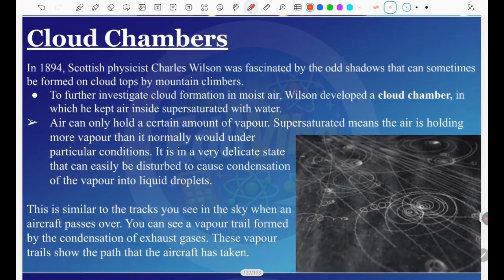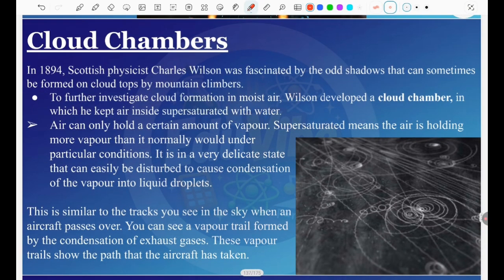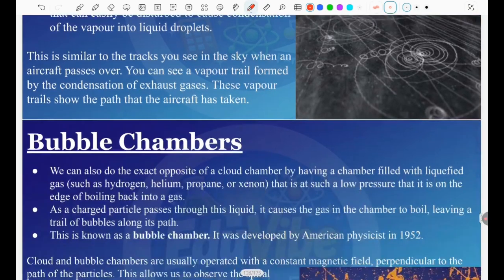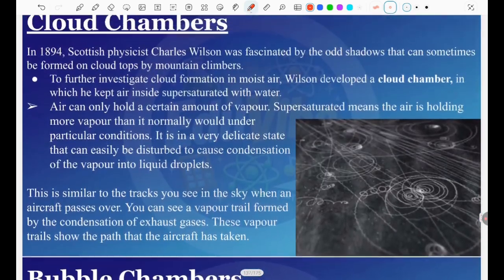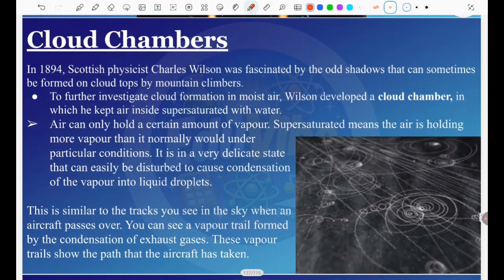For doing this, we have two types of chambers. We have cloud chambers and we have bubble chambers. So what is a cloud chamber? Cloud chambers look like this. This is like a blueprint of that thing. If you do the experiment with it, you get this type of thing as a cloud chamber.